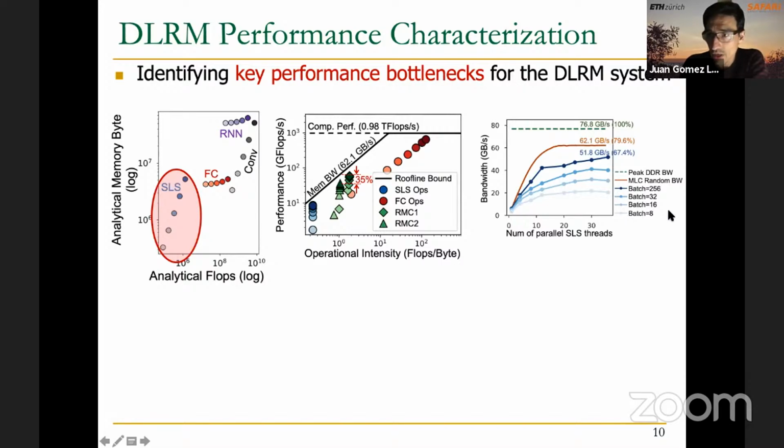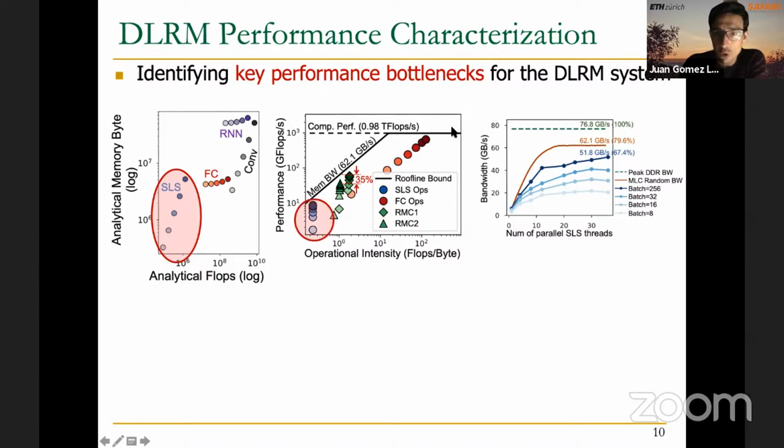Actually, here on the right-hand side, you can see the actual numbers of batches for each of the different colors. And so one thing that we can observe in this leftmost plot is that the analytical flops are quite low in these SLS operators compared to other layers of the system, and also that the memory footprint is pretty high, especially for larger batches, right?